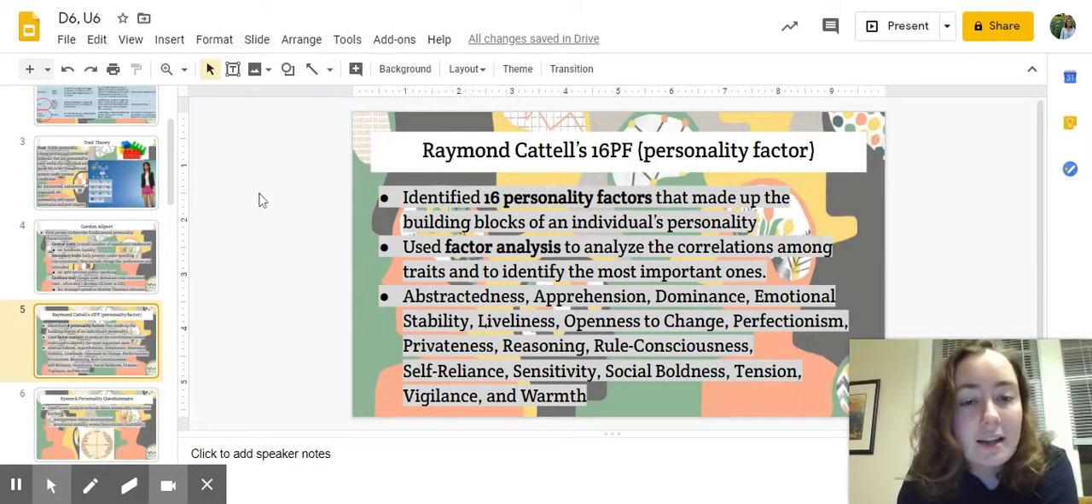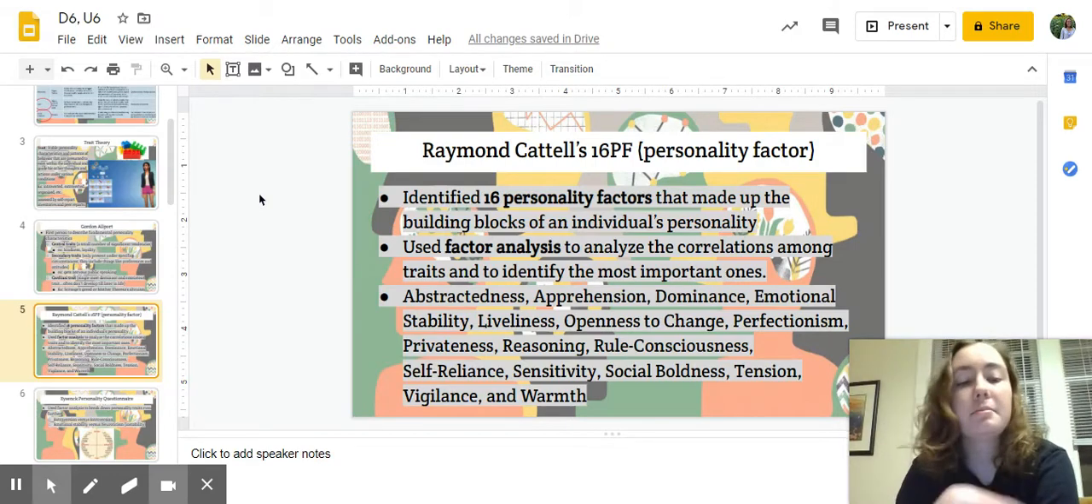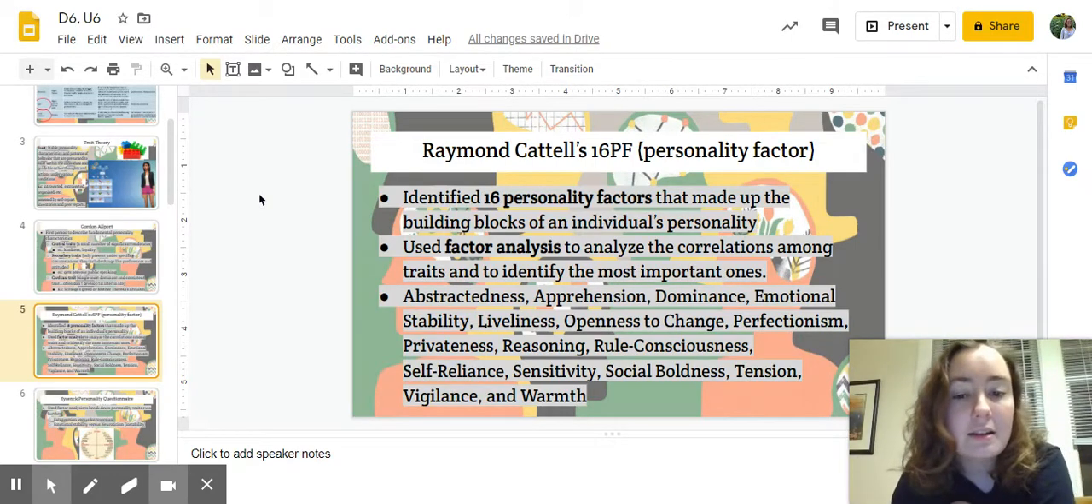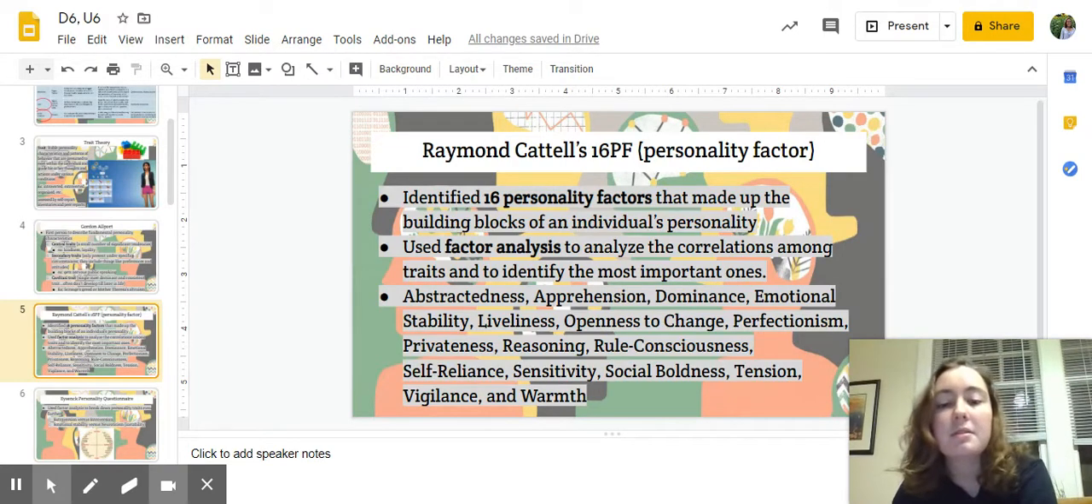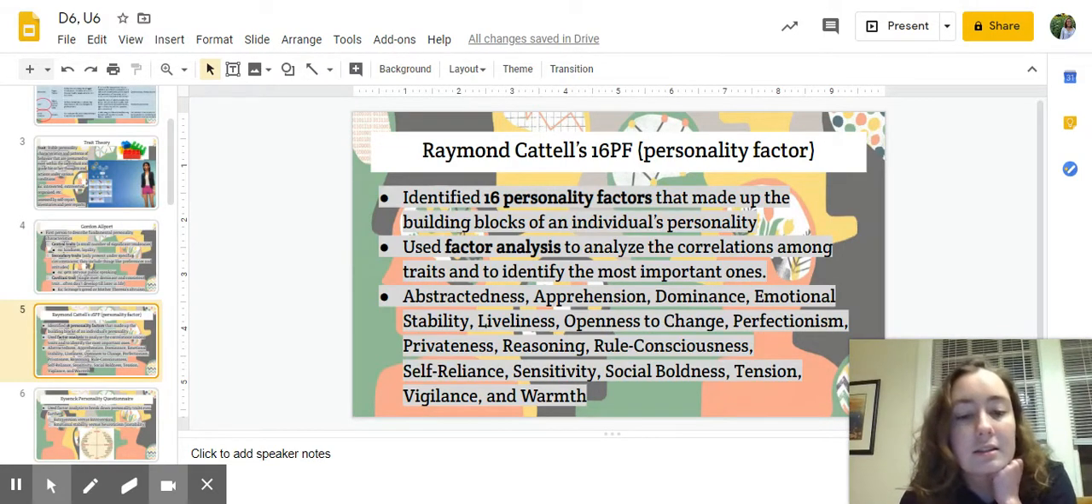And then we have Raymond Cattell. So he comes up with a bunch of different ones. He has 16 personality factors that he says are the building blocks of our personality. So these are going on kind of different dimensions. So let's give an example. We don't need to know all 16 of these, but you could just look at a couple. So let's say something like rule consciousness. So are you a rule follower?